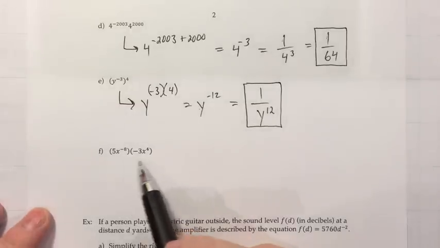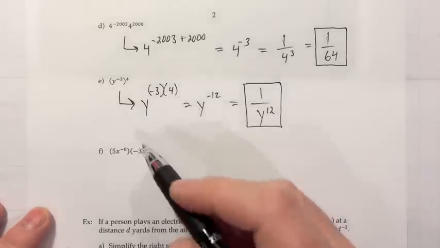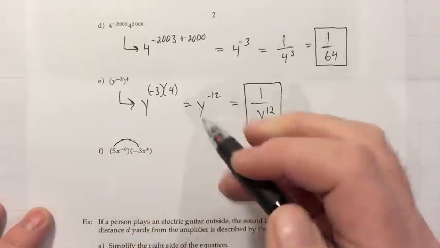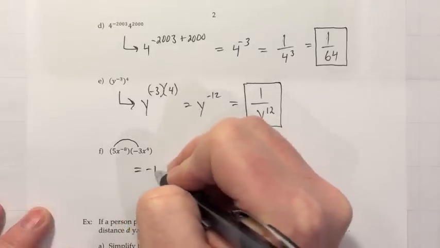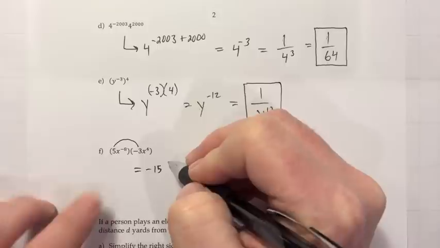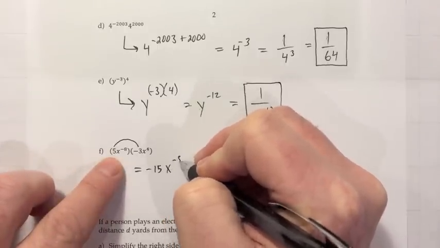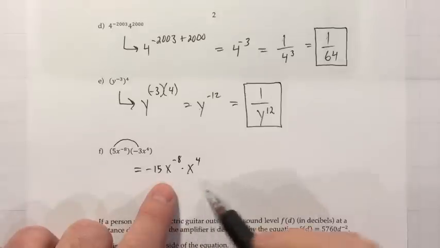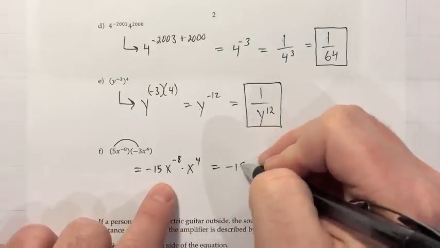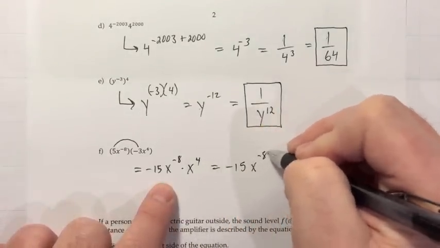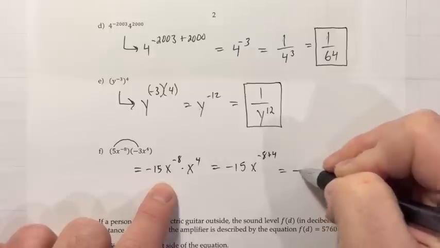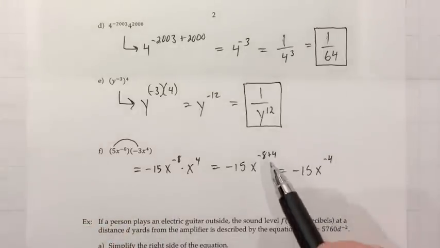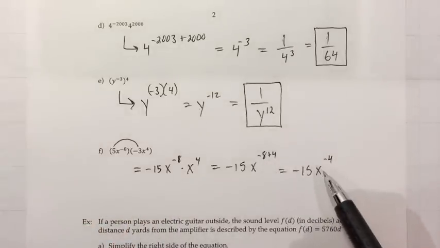And then here we did problems like this before, and what we said is when you're multiplying these things, multiply the numerical parts together. So 5 times negative 3 is negative 15. And then multiply the variable parts together. So that'd be x to the negative 8 times x to the fourth. And because those are the same base, you multiply them by adding the exponents. So that's x to the negative 8 plus 4, which is negative 15 times x to the negative 4. And then because our exponent is negative, that's not considered simplified.